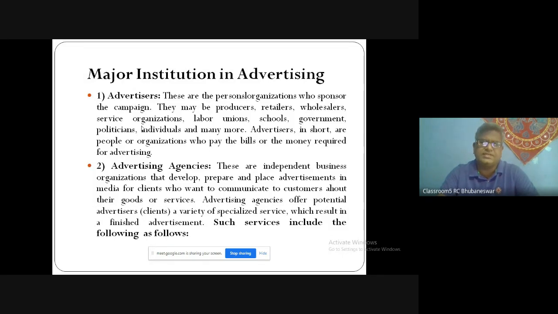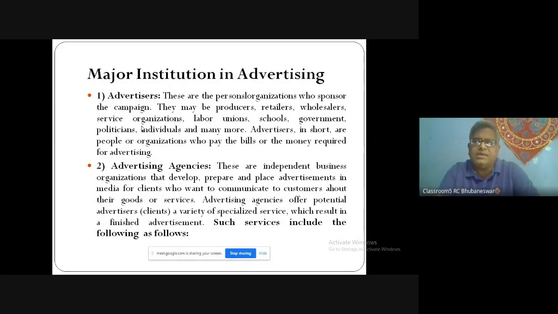One is advertisers. Advertisers are producers, retailers, wholesalers, labor unions, schools, government, individuals, and many more. These are the sole organizations who can sponsor the campaign. Who are the advertisers? A school is an advertiser. A retailer is an advertiser. The wholesaler is an advertiser. An individual can introduce the product, or an organization or company can introduce the product.